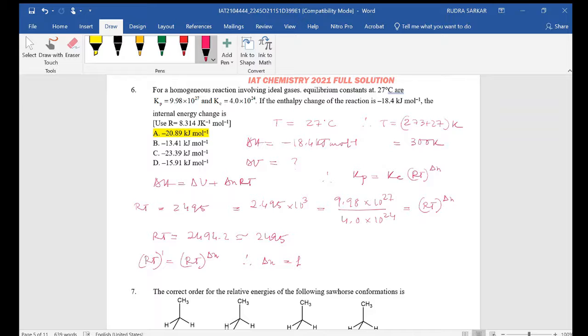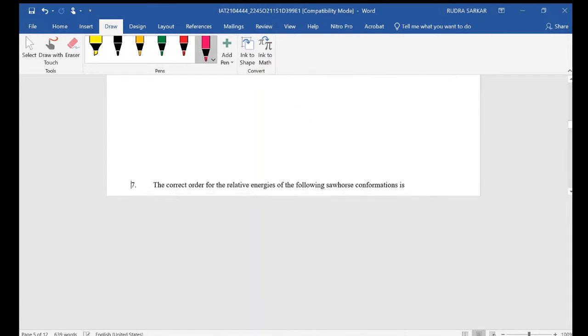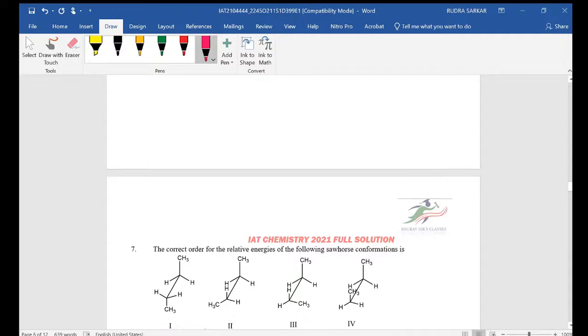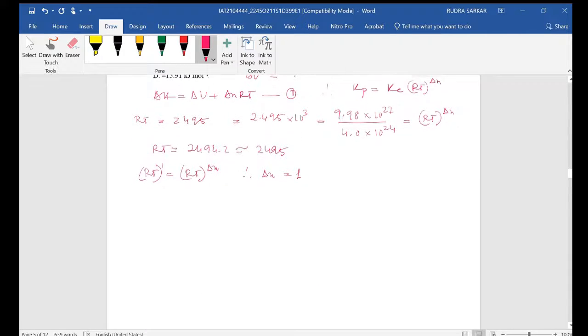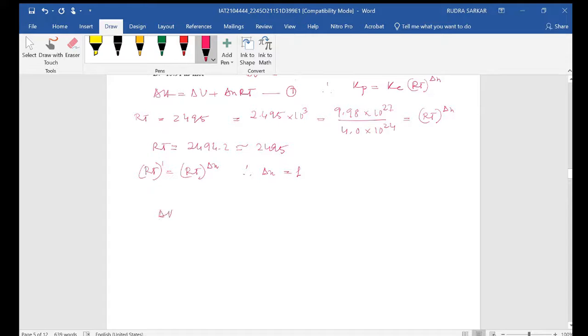Therefore, now if this we call as equation 1, let's understand now. We know delta N is 1. That is very much sure with us by now. So in the equation delta H equals delta U plus delta nRT, the delta N value is equal to 1. That is what we have found out. Okay. So now what we will do? We know delta U can be written as delta H minus delta nRT.